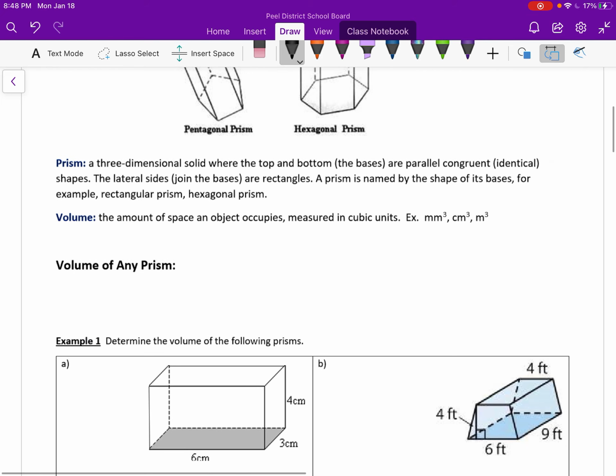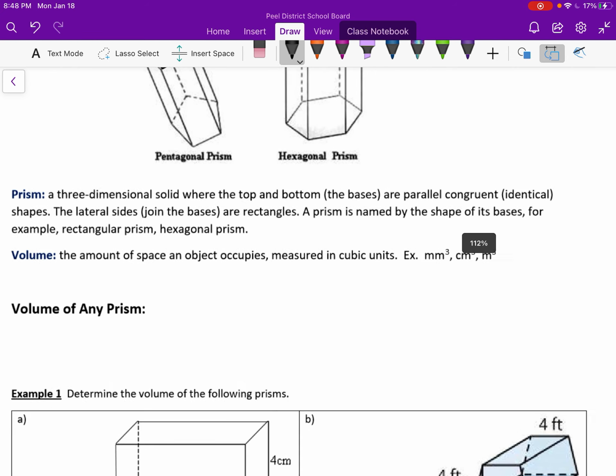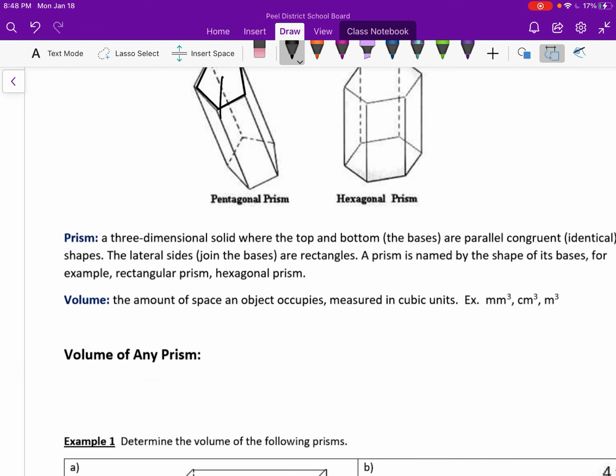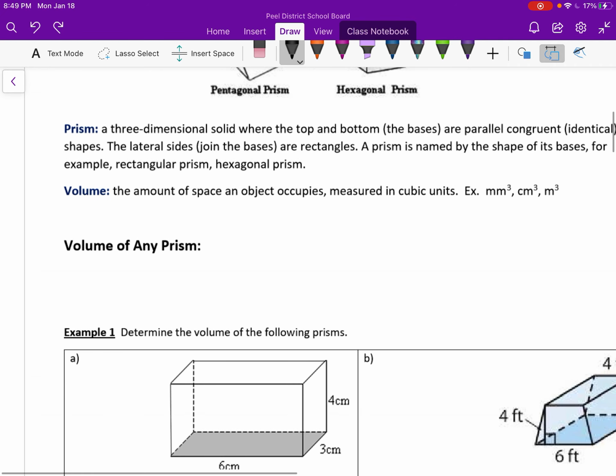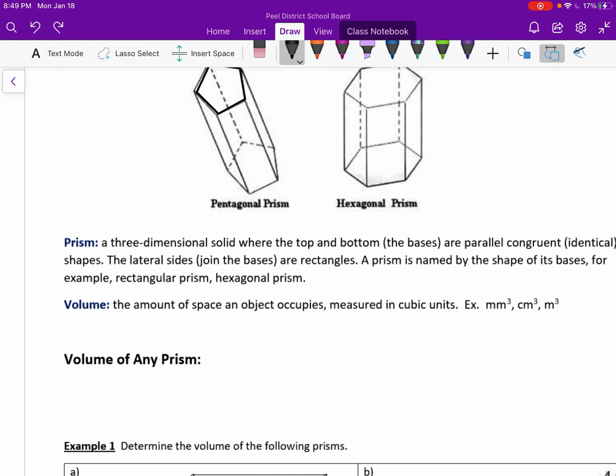Okay. So the volume is the amount of space that it occupies. Basically, if you were going to fill up this prism with water or any other liquid or any other material, how much could it possibly hold is what the volume means. And the one thing to notice here is that the rectangles are the same if you have a regular hexagon or a regular pentagon. These are all going to be the same.